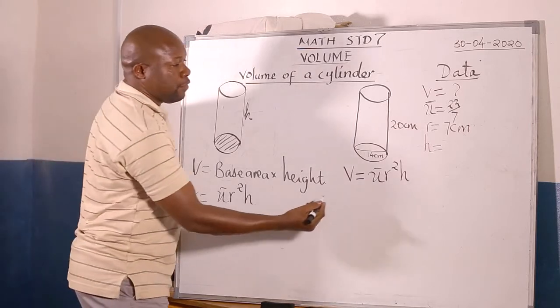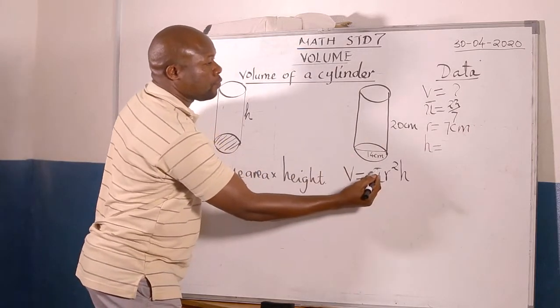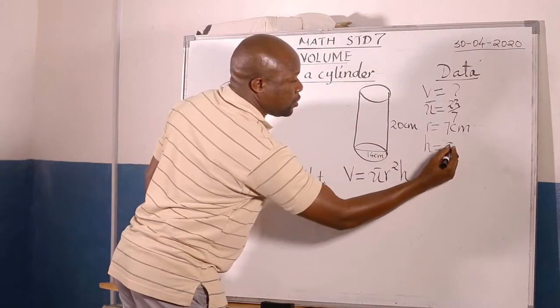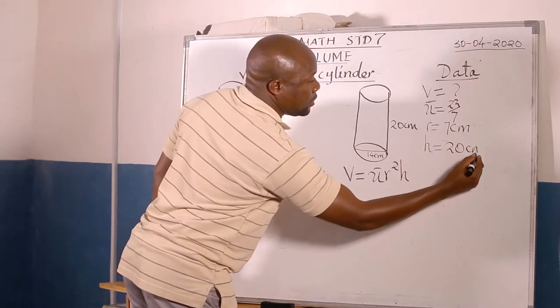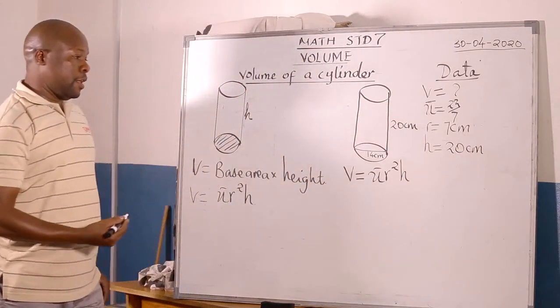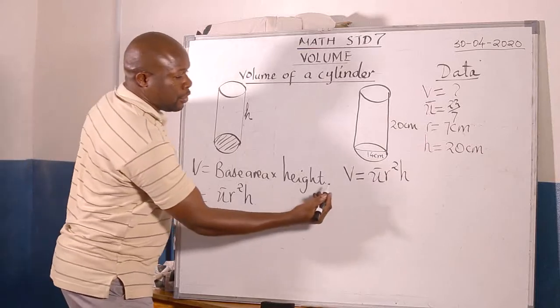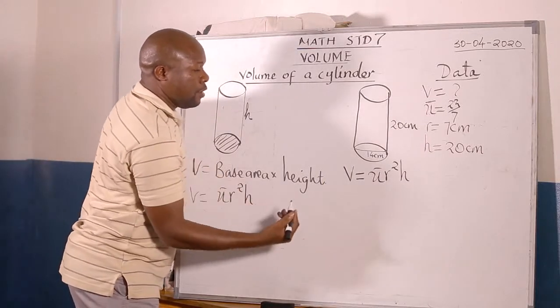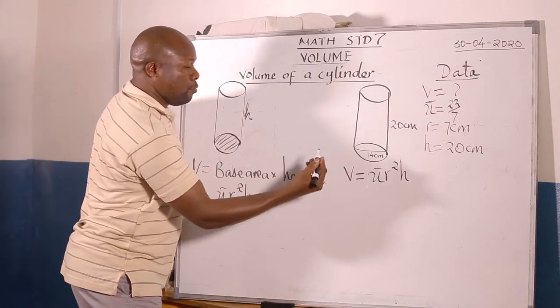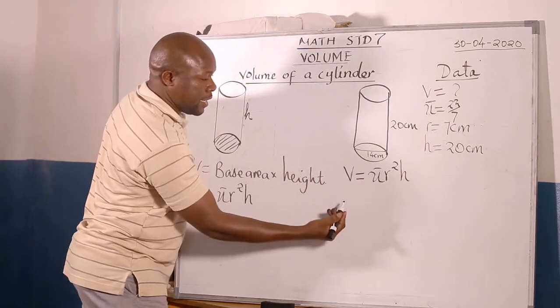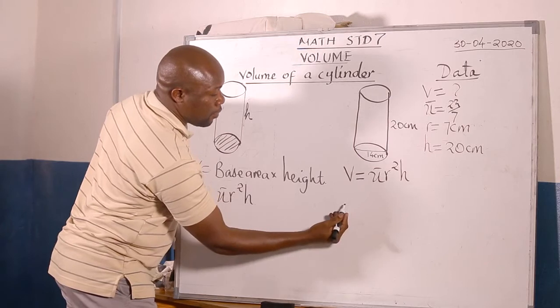What is the height of the cylinder? Now, it is evident that 20 centimeters is the height of the cylinder. Now, let us get into solving the volume of the cylinder by taking what we have analyzed, what we have got as our data, together with our formula.